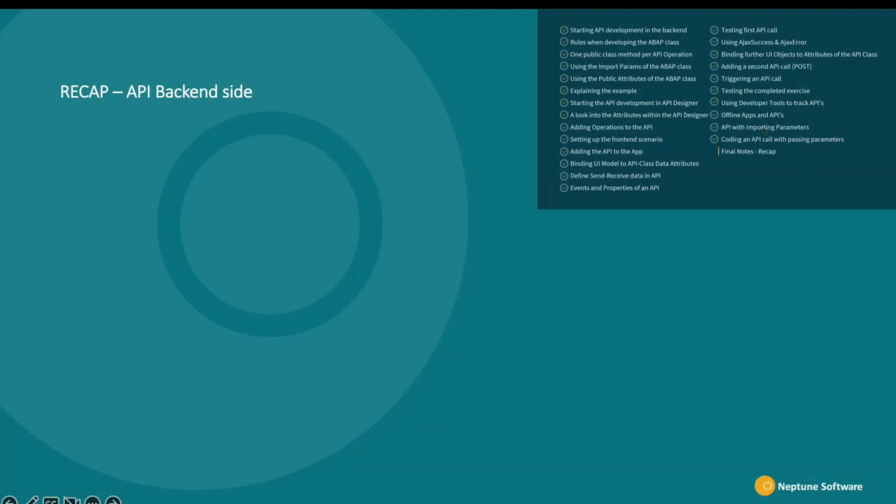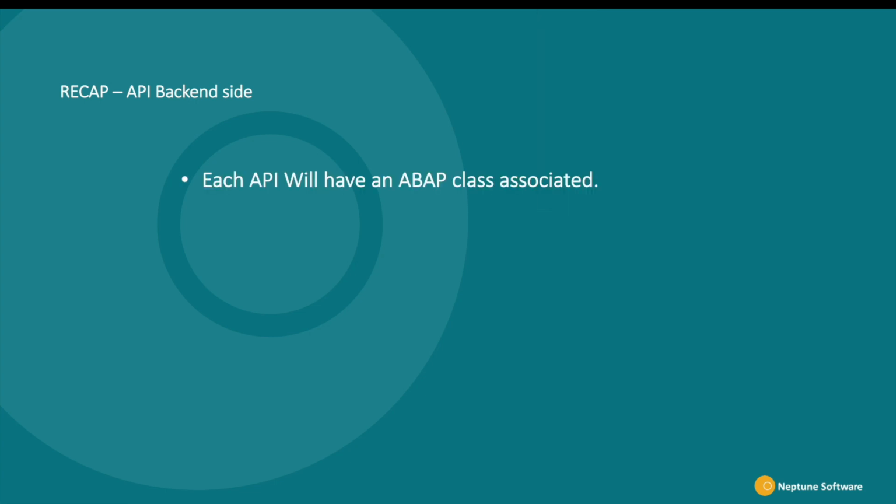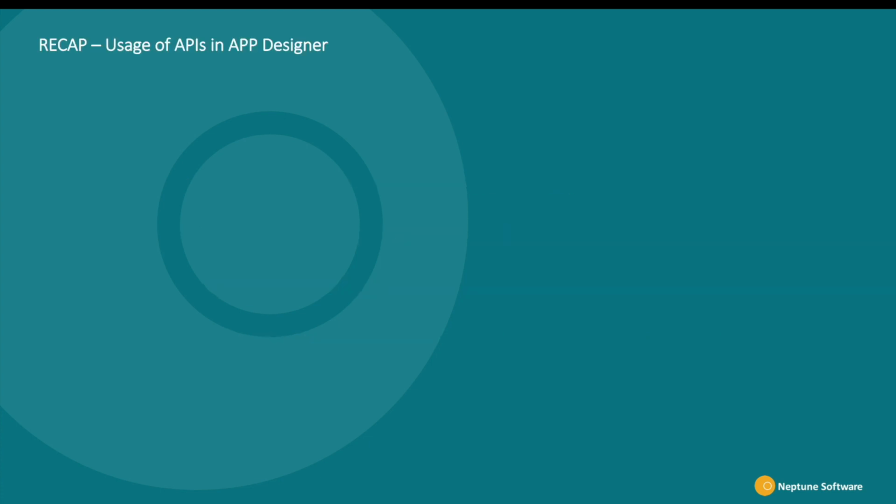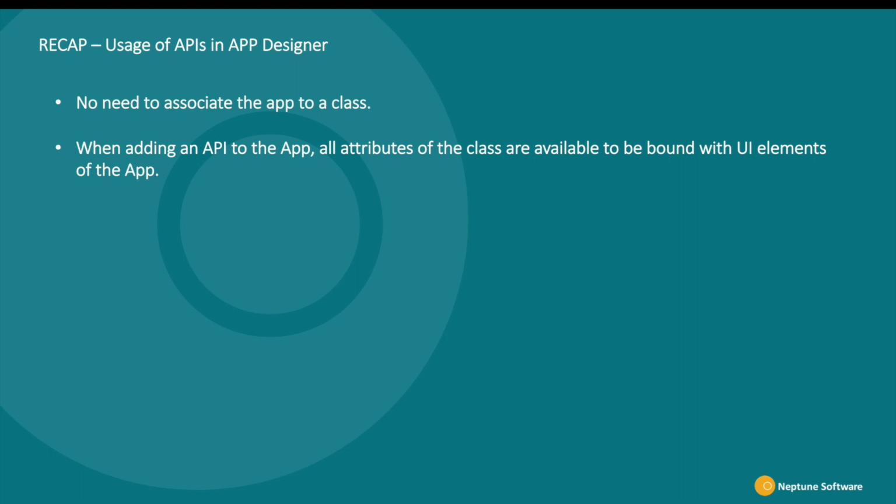So let's make a quick recap of what we learned today. From the backend side, to create an API, remember that each API will have an ABAP class associated. This class must have the Neptune IF REST API interface. Each public method can be an operation of an API. And also, all public attributes can be used in APIs to send or receive data. For the usage of APIs in the app designer, remember that you don't need to associate an app to a class. Once you add an API to the app, all the attributes of the class of that API are available to be bound with the UI elements of the app.